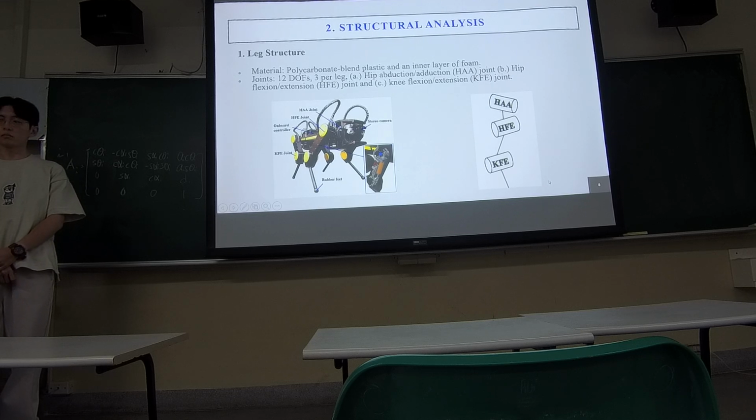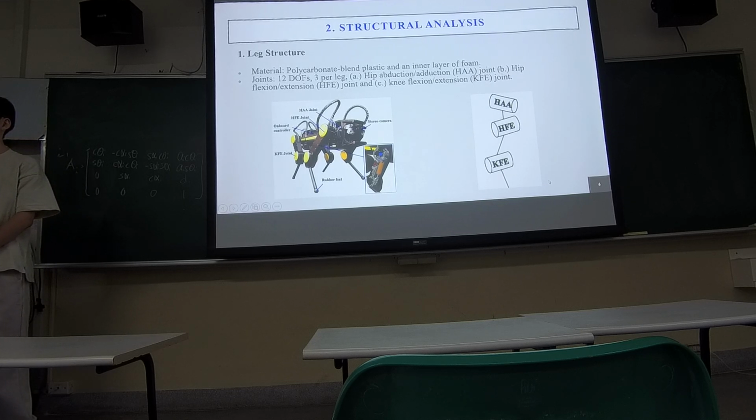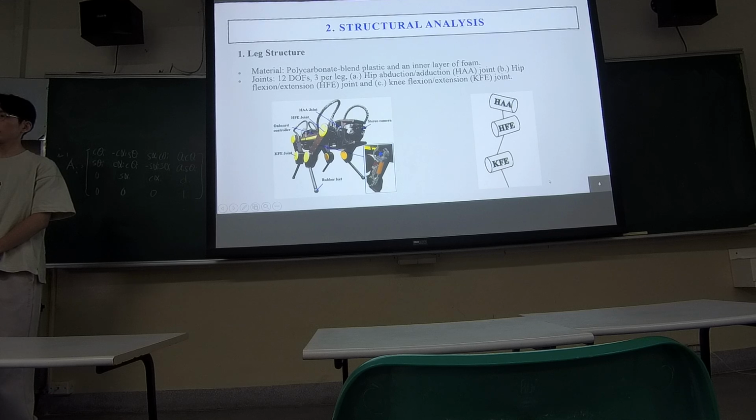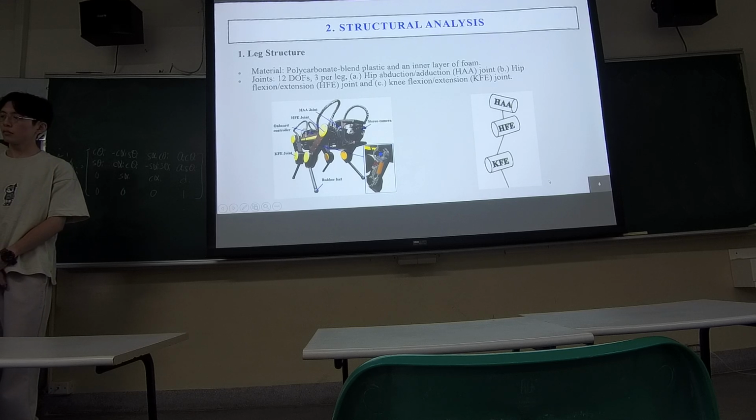First one is the HAA joint. These joints control the movement of the leg side to side, allowing the robot to adjust its position horizontally. Then we have the HFE joint, which is responsible for moving the leg forward and backward. And finally is the KFE joint. This joint allows the leg to bend, helping the robot step over obstacles and crouch down if needed.